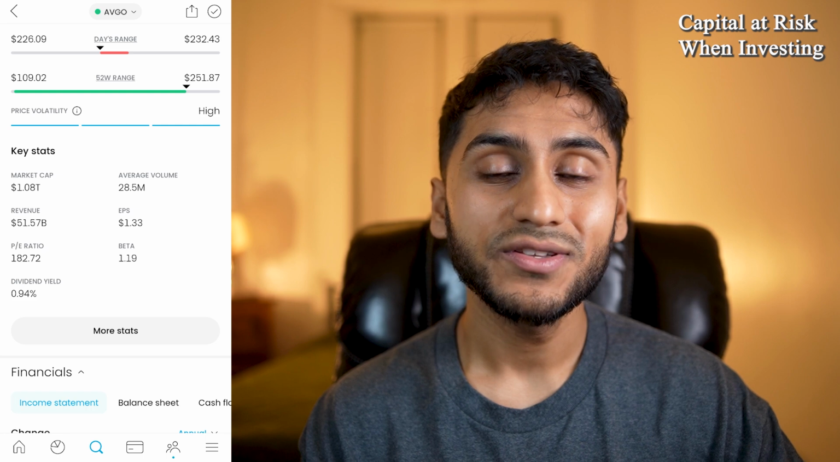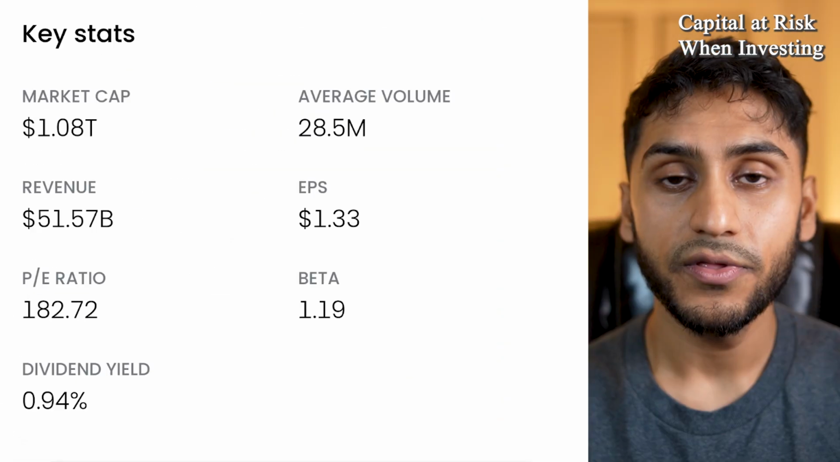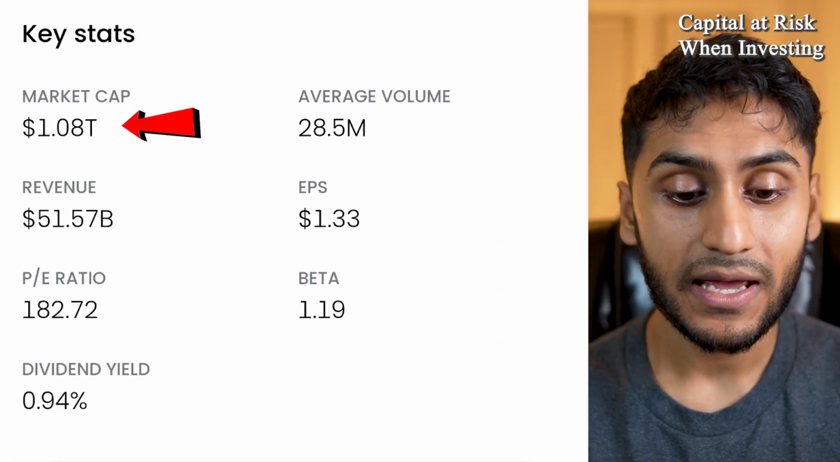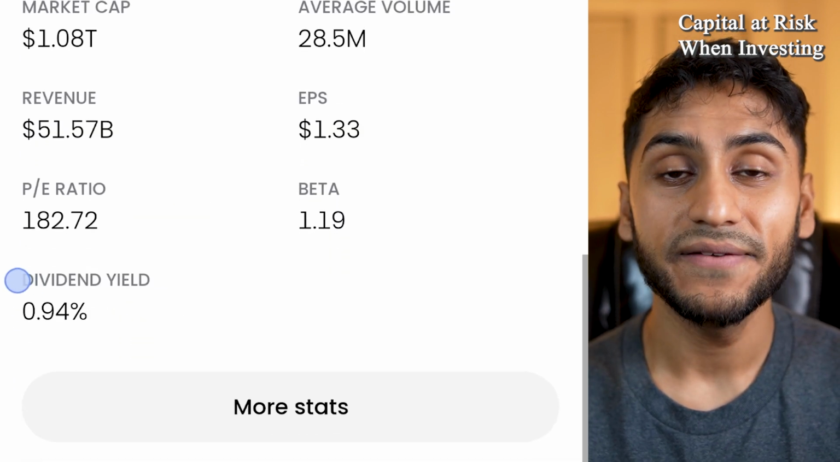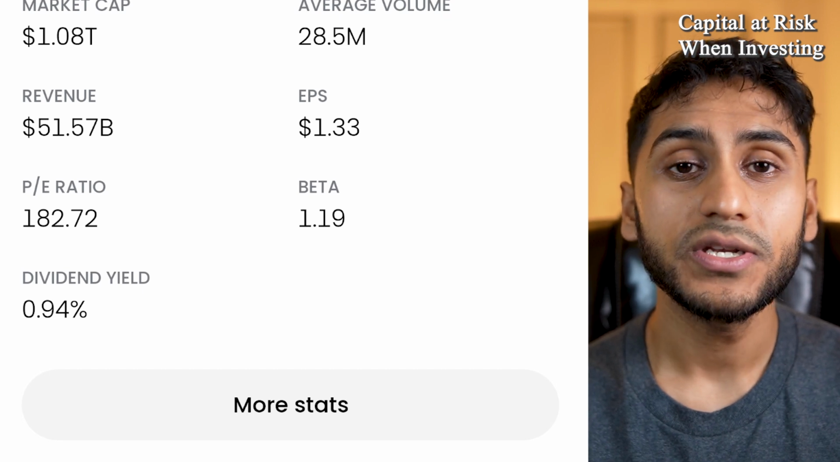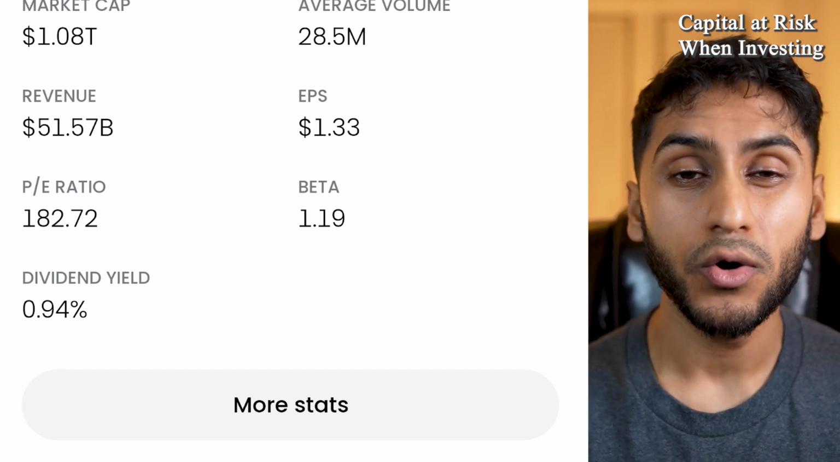Companies will also have certain statistics that you can check, for example, the market cap. This is a very big company, a $1 trillion company actually. Its revenue, price to earnings ratio, and dividend yield. Like I said before, certain companies will pay you a dividend for holding the stock.